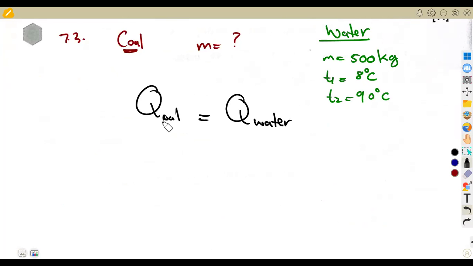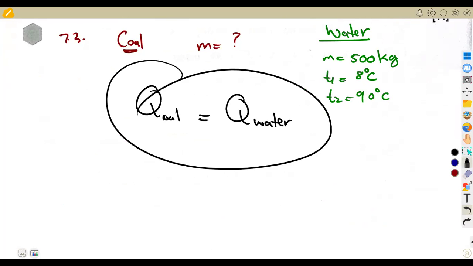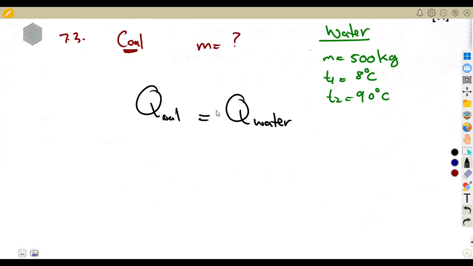All right. What we know from this consideration, because these two can only be related by this, is the heat from the coal. How do you obtain the heat from the coal? The heat from the coal is simply the mass of coal times the heat value. We will be given the heat value of what? Of the coal. From your information sheet, we have this information given.